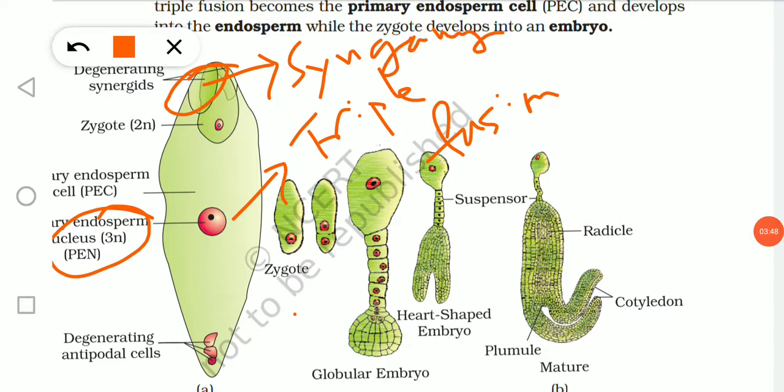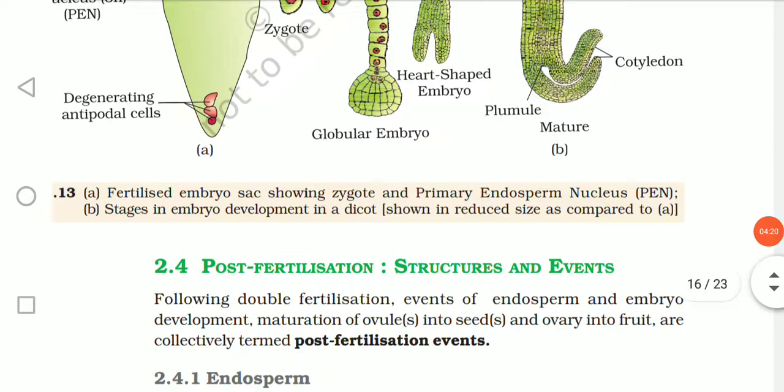On this complete fertilization, after triple fusion we will have the primary endosperm nucleus and then the primary endosperm cell, which will develop into the endosperm, while the zygote will develop into the embryo, like the globular embryo and heart-shaped embryo.